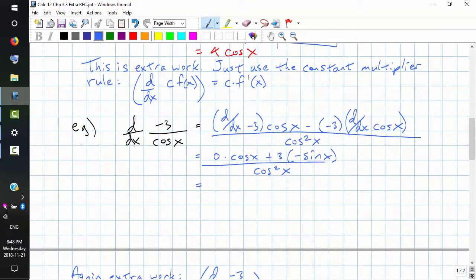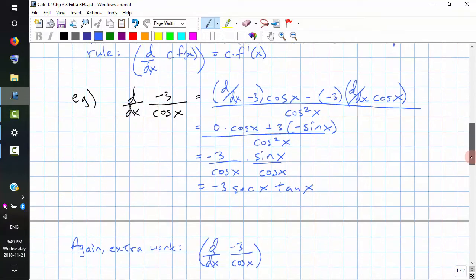And what we want to do is rewrite this. This is 3 over cos x, and we'll take the -3, and then we'll have sine x over cos x. This is a multiply. This is 0, so we don't include it. And now we have -3, and this is secant x, and this is tangent x. Okay, that's a perfectly valid solution, but it's extra work.